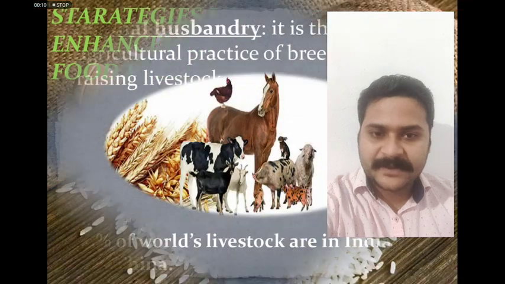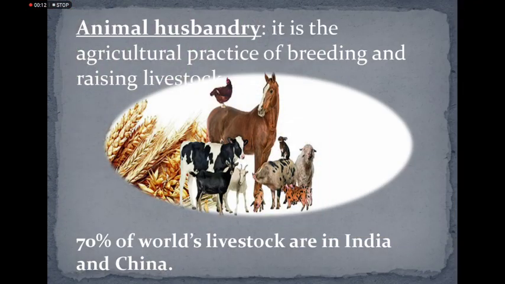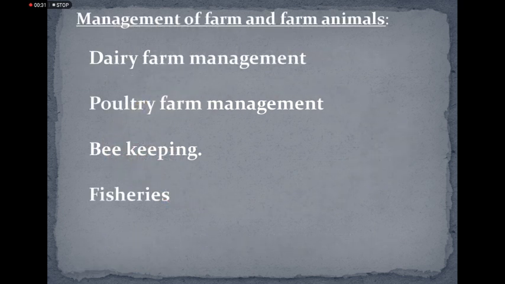Third botany chapter in plus 2. In this chapter, the first topic is animal husbandry. It is the agricultural practice of breeding and raising of livestock. 70% of the world's livestock are in India and China. In this chapter, we mainly discuss dairy farm management, poultry farm management, beekeeping, fisheries, etc.